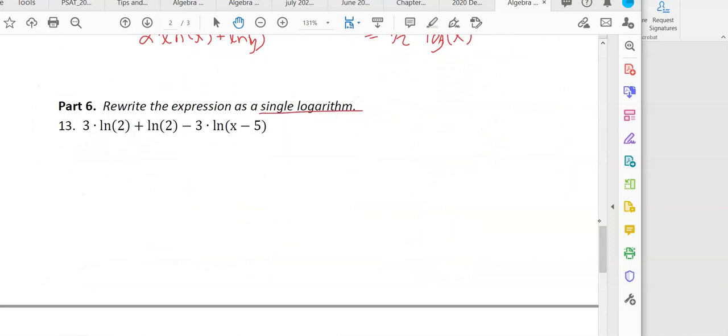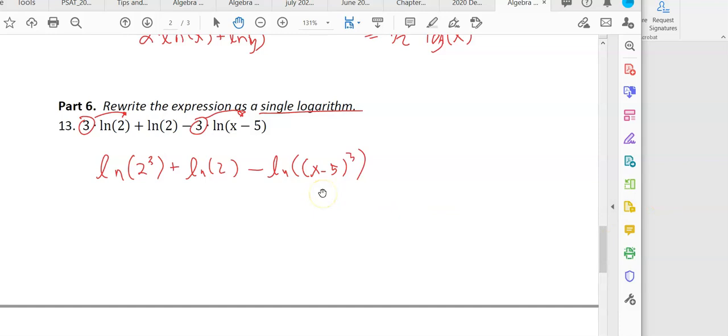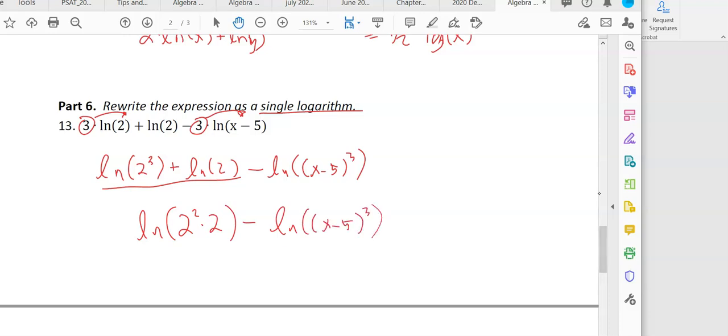Now we're doing the opposite. We're trying to compress this together. So you want to push this together first, take care of the exponents. Those have to move up. So I get natural log of 2 to the third plus natural log of 2 minus natural log of x minus 5 to the third power. So this goes together here. So this would be natural log of, I'm just going to write it like this, 2 squared times 2 minus natural log of, again, x minus 5 to the third.